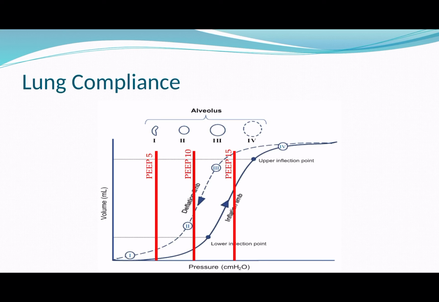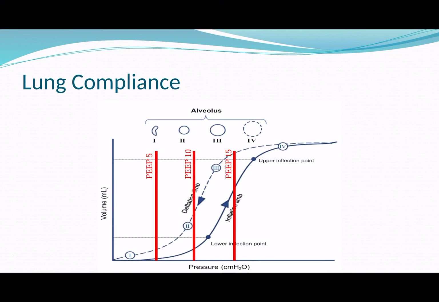So it's worth looking at this graph here. Now, if you look at just the solid blue line, the inflation limb, what you can see is that at small lung volumes, you need a big change in pressure to get a smaller change in the lung volume. You know intuitively that that's right.